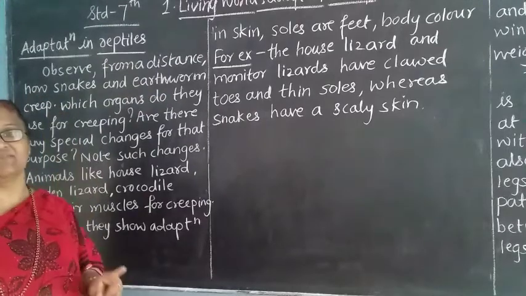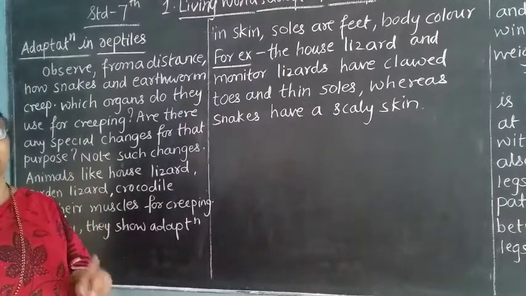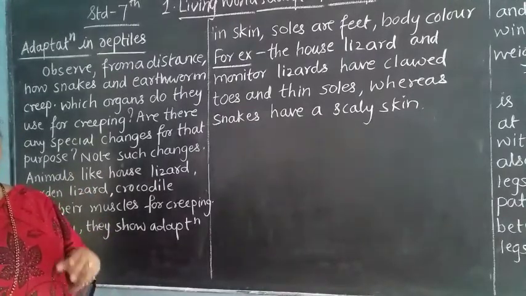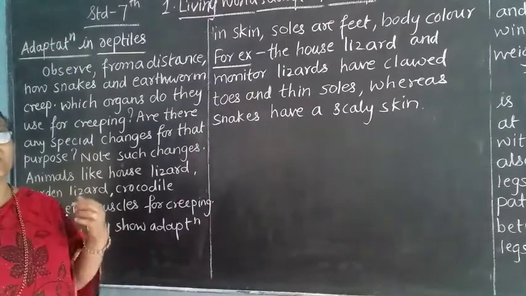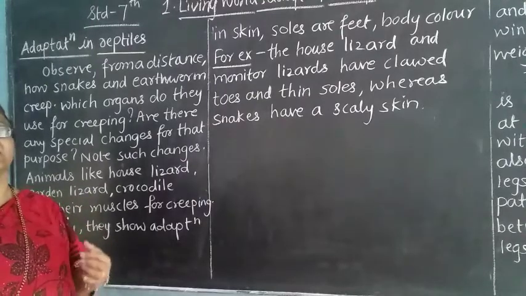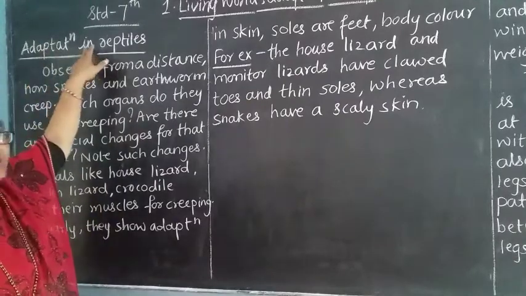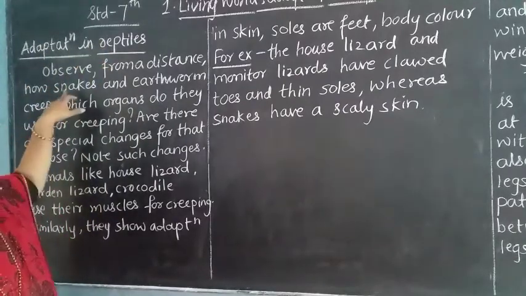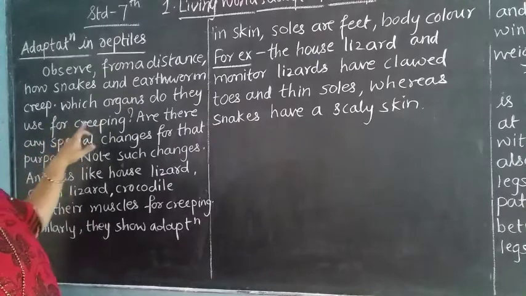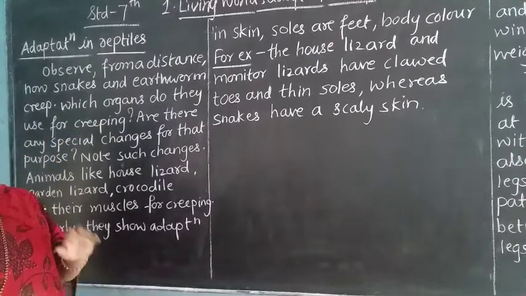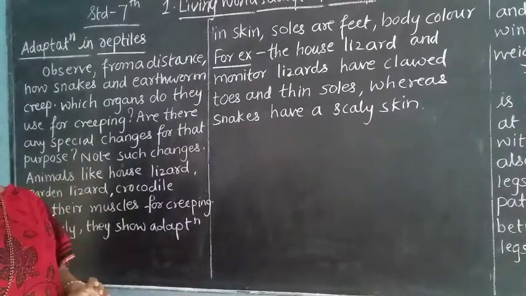They do not have legs. In ancient times, the snakes had legs. But as they did not use their legs, the legs became vestigial organs, and after some time these legs disappeared. So adaptations in the reptiles show that snakes and earthworms creep. Which organs do they use for creeping? They do not have legs or hands. Which organs are they using for creeping?